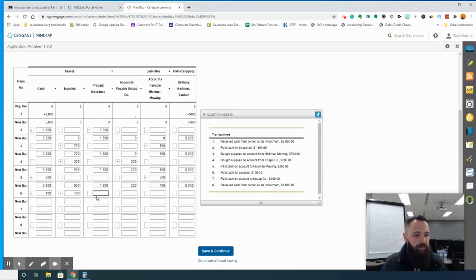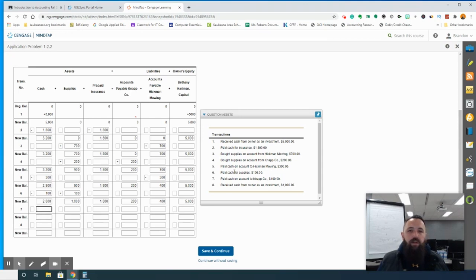Nothing else is affected. So we know the accounting equation should balance here because we are only affecting assets and we have one that's a minus and one that's a plus. Let's recalculate our balances here. We're just bringing most of these down.